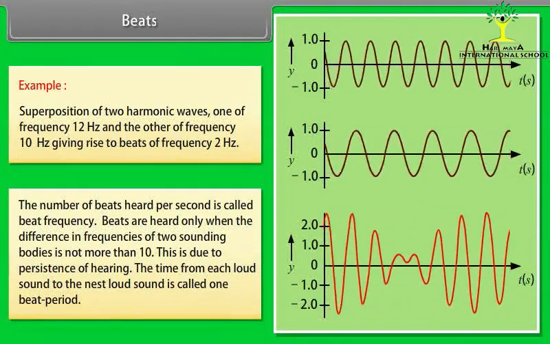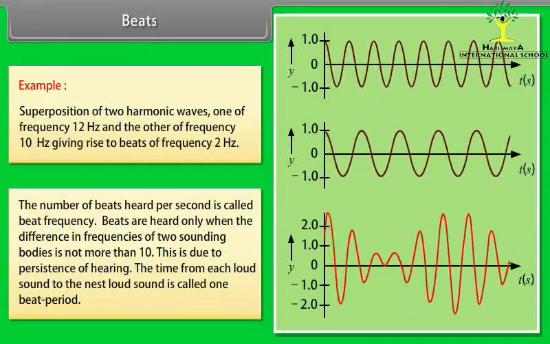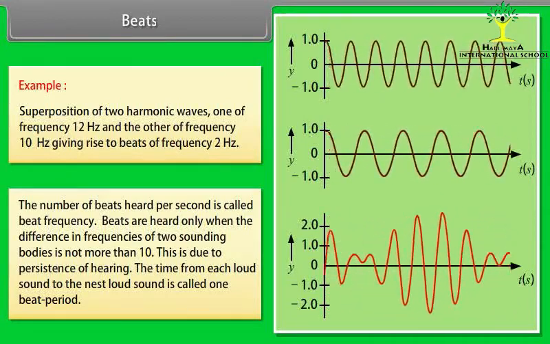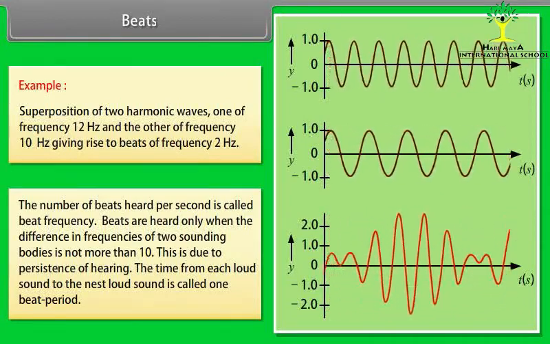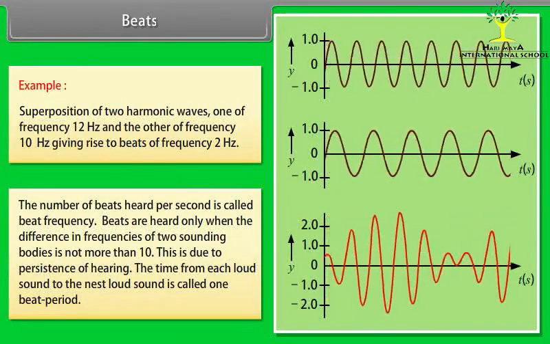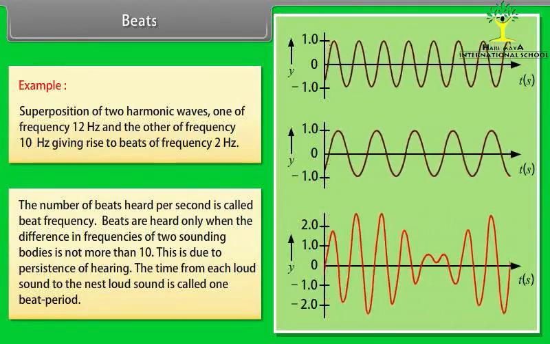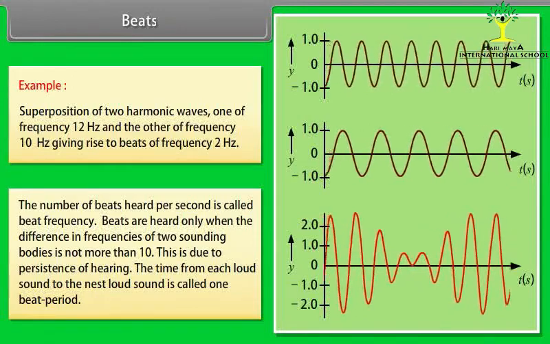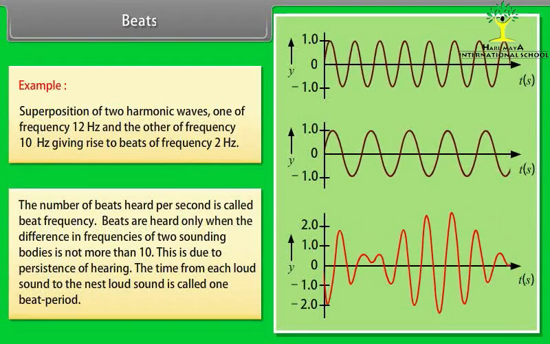Beats are heard only when the difference in frequencies of two sounding bodies is not more than 10 Hz. This is due to persistence of hearing. The time from each loud sound to the next loud sound is called one beat period.